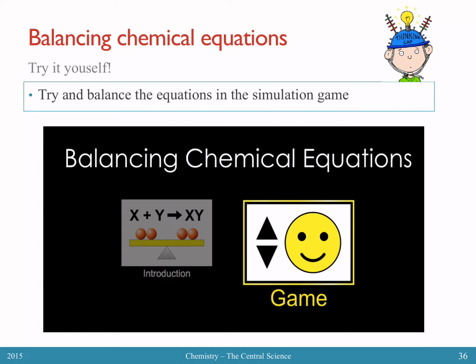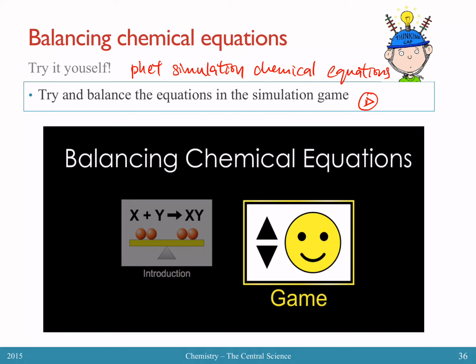So, can you go to the simulation game and try to balance the equation? Try all levels 1, 2, and 3. You can go and Google PhET simulation chemical equations, and then press the play button. Okay, and that's all. Try and finish the further practice that I gave in the worksheet. So please also do the assignment 1, page 1 and 2, and hand it in to your chemistry lab by Friday.